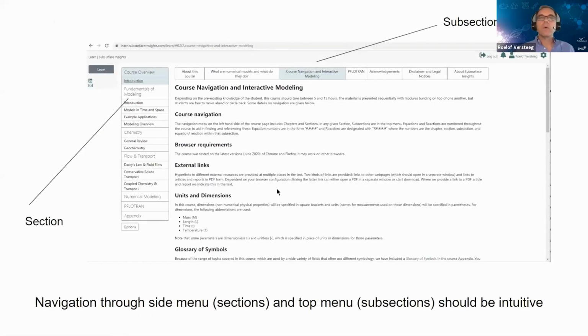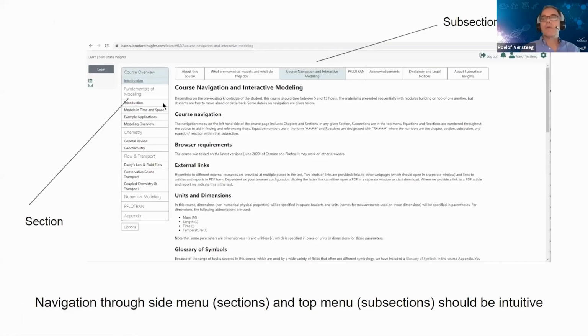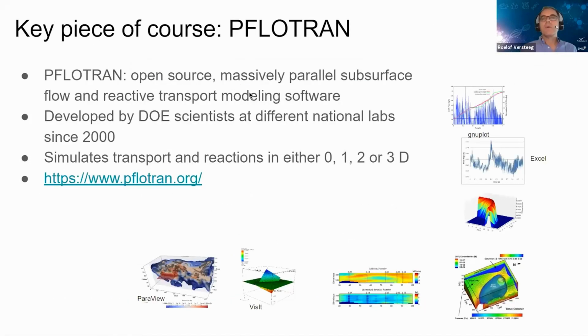Okay, so the navigation of the course should be pretty straightforward. Basically, and I'll show it here in a moment, you go in the course and you can navigate your sections, subsections, and whatnot. So what is the key piece of the course? I don't want to spend too much time on it, but it's basically PFLOTRAN. You had the introduction this morning, so I won't belabor what PFLOTRAN is and what it does, but it's a really great code. It can do all this really cool stuff.